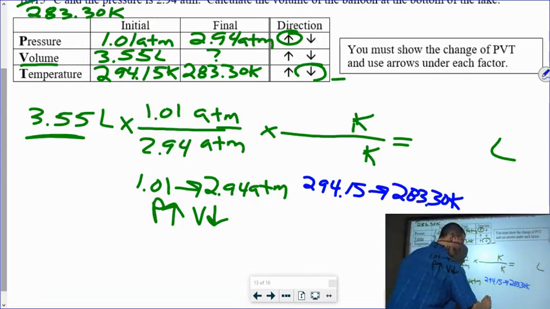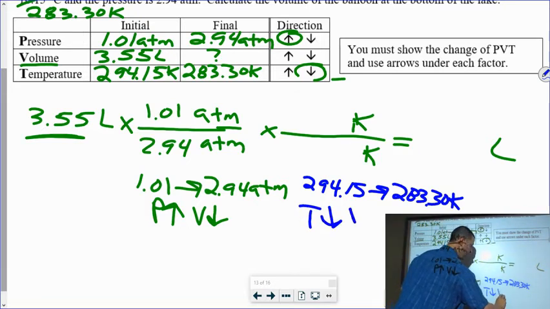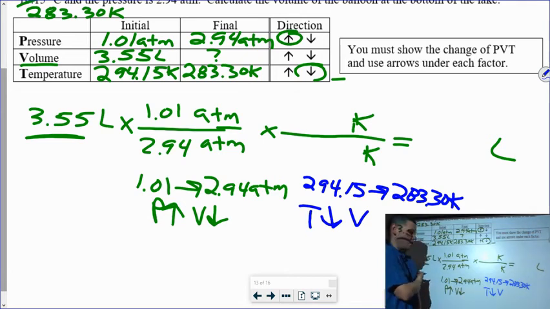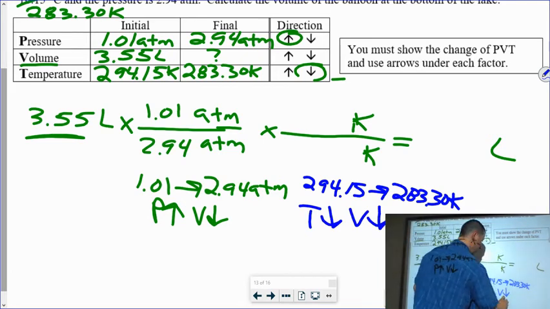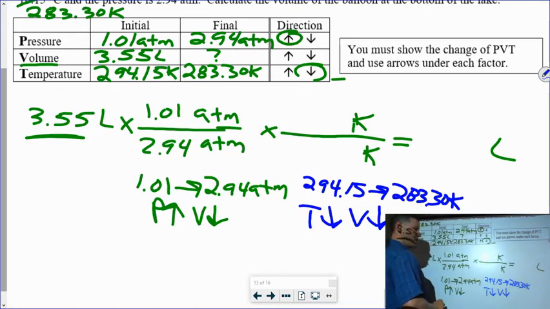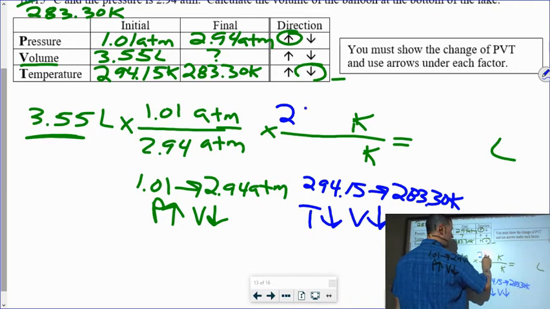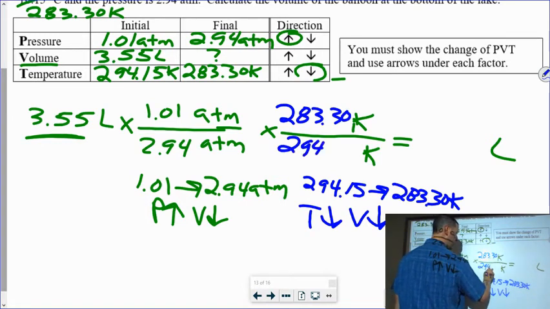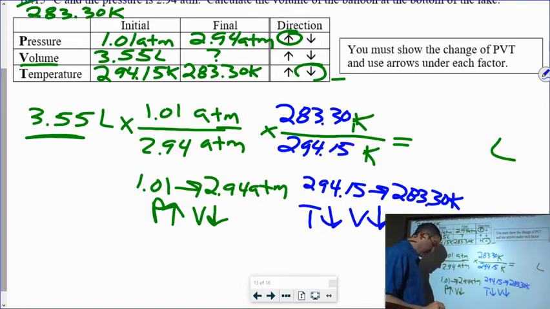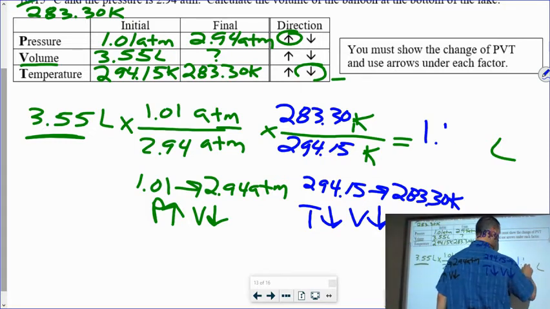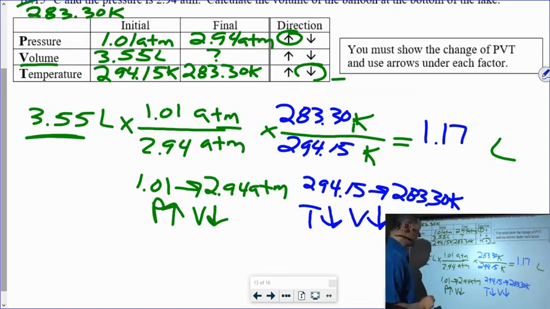In this one, my temperature is going down. So my volume, and again, flip to the front side if you need to. If temperature goes down, volume goes down. So I want my answer to get smaller, so I put the smaller of the two variables on top. 283.30 Kelvin goes there, and the 294.15 goes on the bottom. I crunch all of that information, and I end up getting 1.17 liters as my final answer with the correct sig figs. Remember, this has 3 sig figs, 3 sig figs, 3 sig figs, so that's why my answer has 3 sig figs.